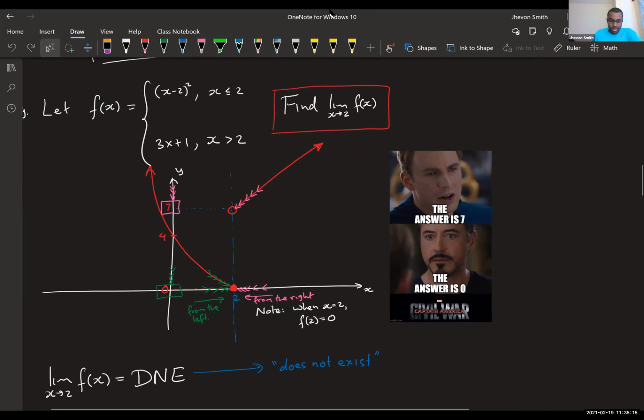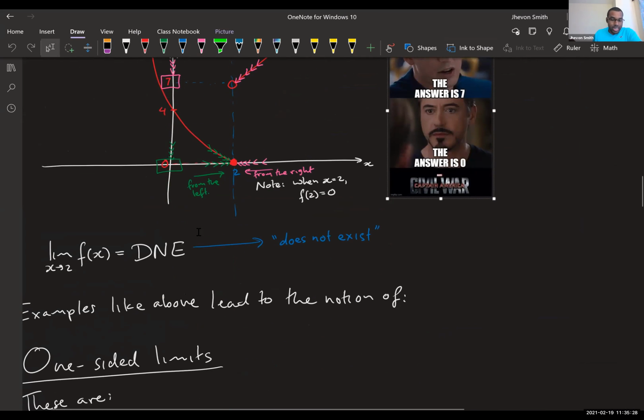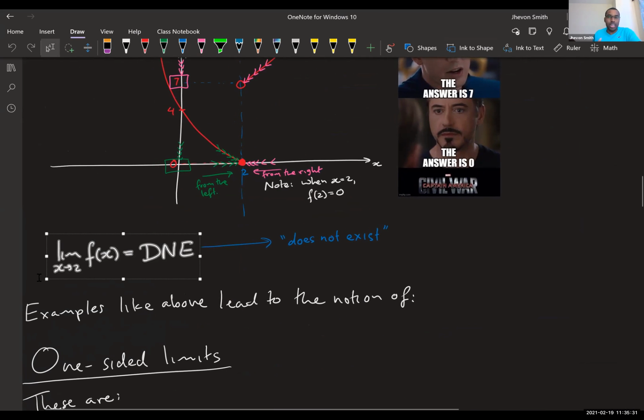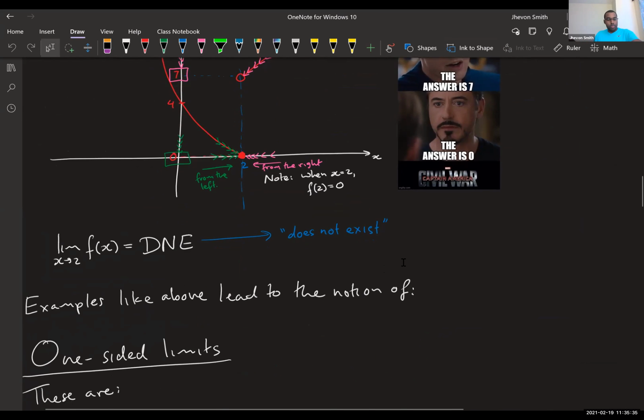Then we saw this one, which was strange, where we approach from the right. It seems that the y values are approaching 7. We approach from the left. It seems that the y values are approaching 0. So we're like, is it 0 or is it 7, right? Civil war, right? And so now it turns out that in that case where there's a disagreement, the limit does not exist. We can't do this, right? We need to agree.